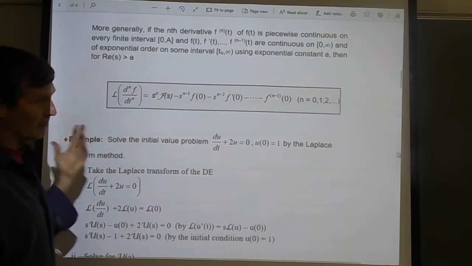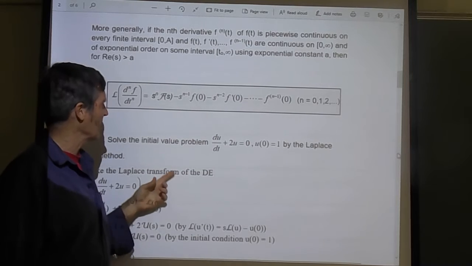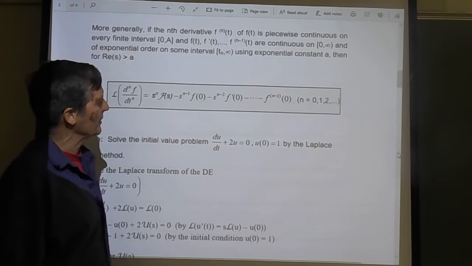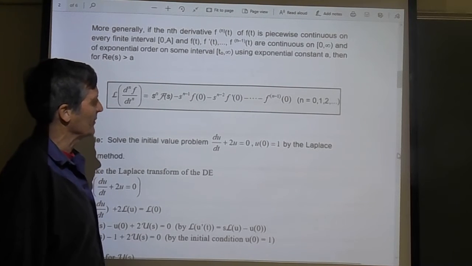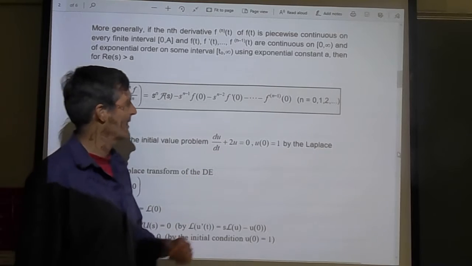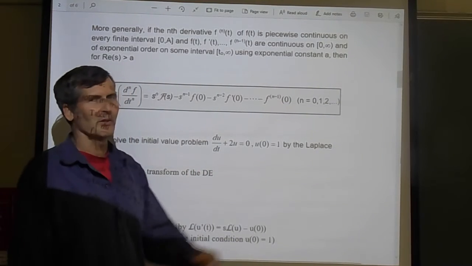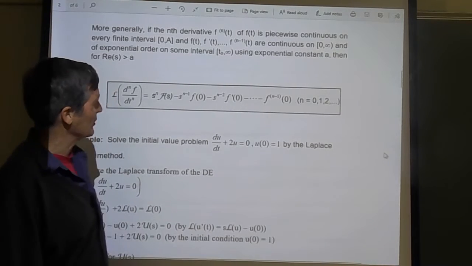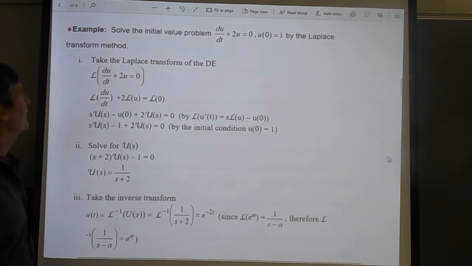Alright, so now we can apply that by the three-step method, right? Solve the initial value problem du dt plus 2u equals 0 with u of 0 equals 1 by the Laplace transform method. An easy, cheesy first order differential equation that you could easily solve by constant coefficients. Now let's solve it by the Laplace transform and see if we get the same answer, right?